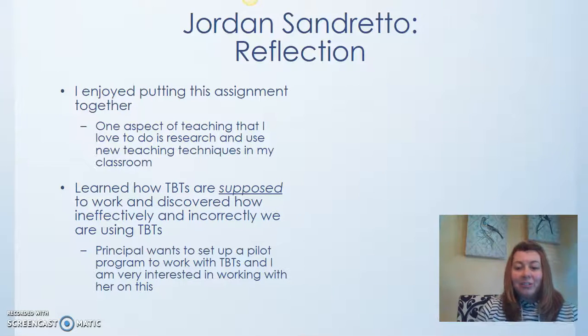I also learned through this assignment how TBTs are supposed to work, and I discovered how ineffectively and incorrectly we are using TBTs at my school. I've always known that my TBT was not doing things correctly at all, but I didn't realize how incorrectly or how ineffective our use of TBTs is.